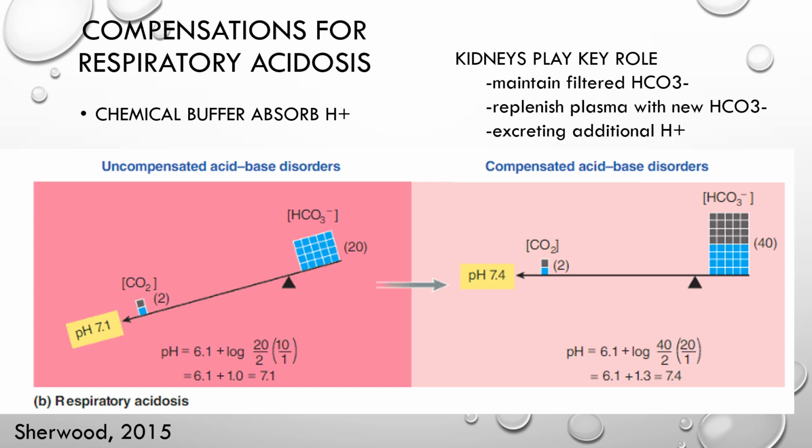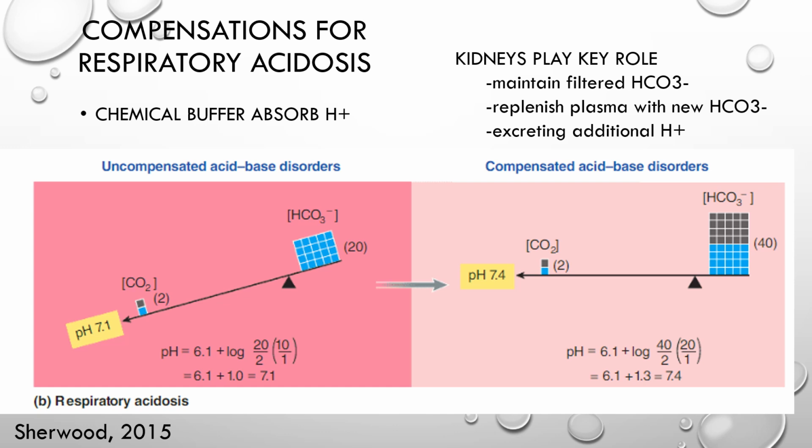To return the pH to normal, this is where compensatory measures are used. More hydrogen ions are rapidly absorbed by chemical buffers. Because the primary issue is poor respiration, the respiratory apparatus typically cannot respond with compensatory increased ventilation. Hence, the kidneys play a key role in restoring the respiratory acidosis state.